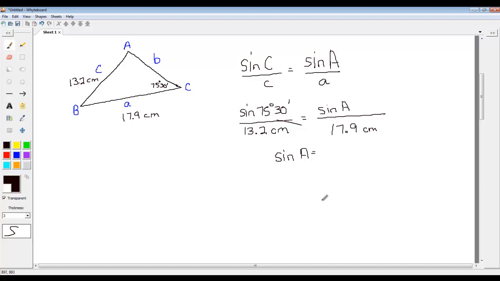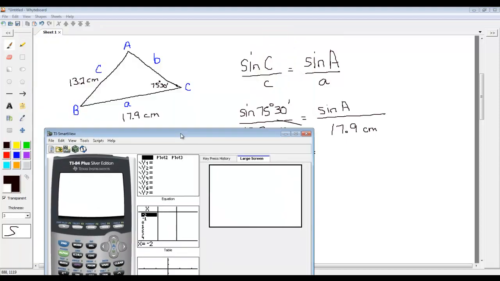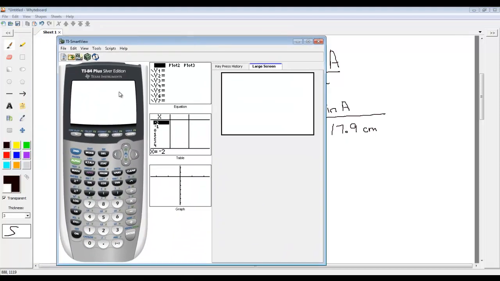Okay, so put that in the calculator here. Sine of 75 degrees 30 minutes. What did I do that for? Dang it. Accidentally tapped the clear button. Sorry about that. Let's try that again.